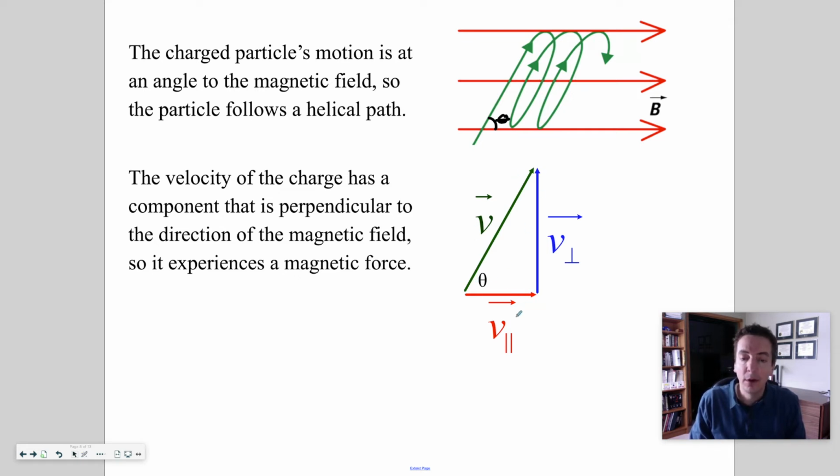One component is parallel to the field. The field is to the right, and this is parallel to it because it's to the right.